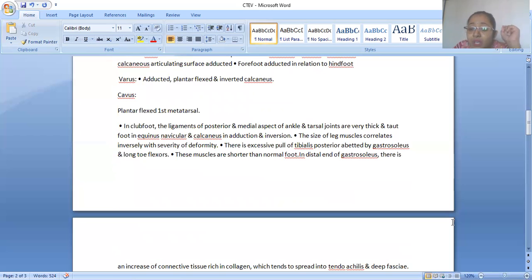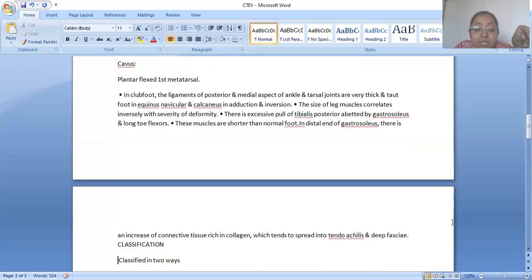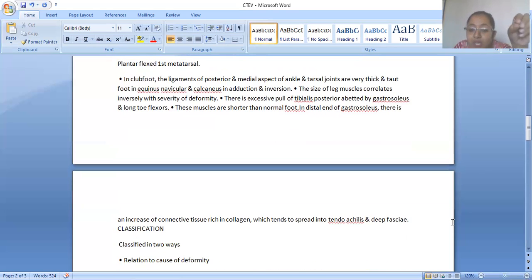And in the distal end of the gastrocnemius, there is an increase in the connective tissue rich in collagen, which tends to spread in the tendo-Achilles and deep fascia. Okay, so these are some anatomical pathological changes which we can see in the CTEV patient, the CTEV child.